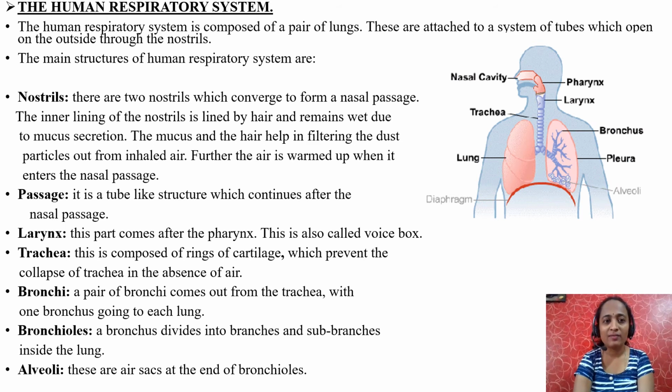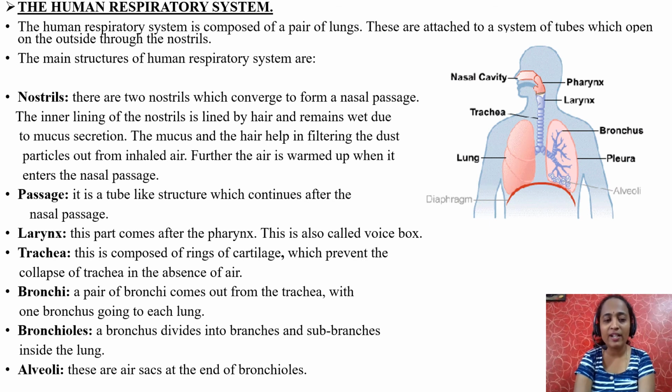Next, the trachea continues into the bronchi. The next picture. Can you see the picture? After the trachea, you can see the bronchus or bronchi. Bronchus is singular, bronchi is the plural word. A pair of bronchi comes out from the trachea, with one bronchus going to each lung. This is one bronchus, this is another. There are two bronchi.